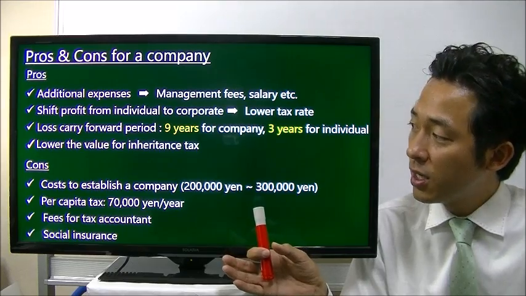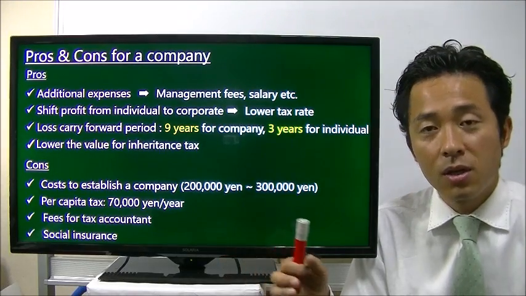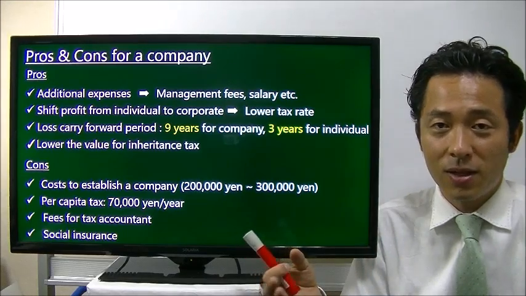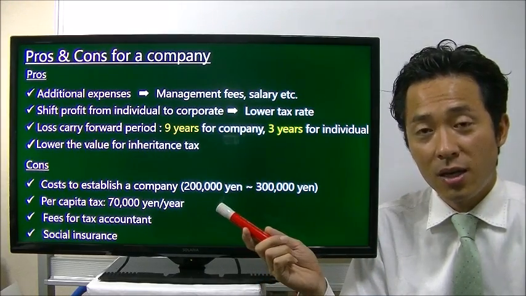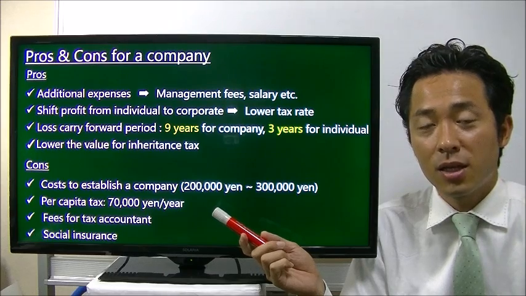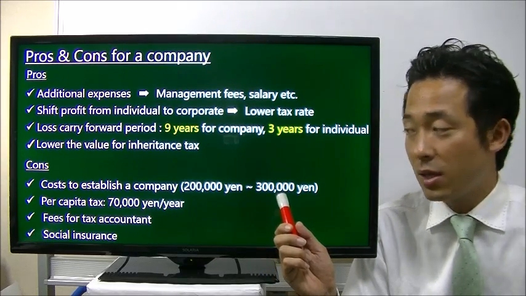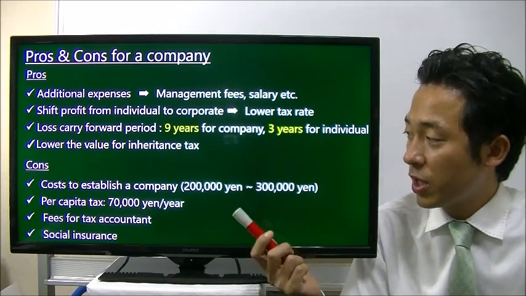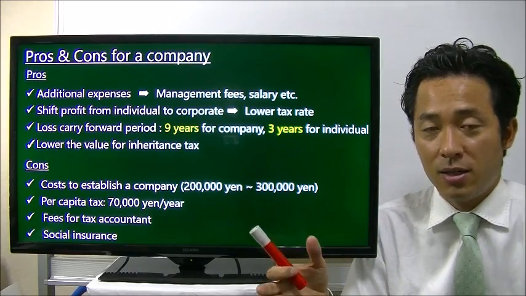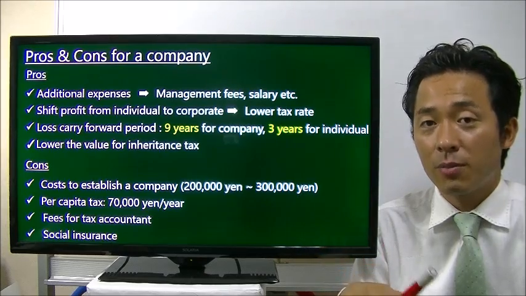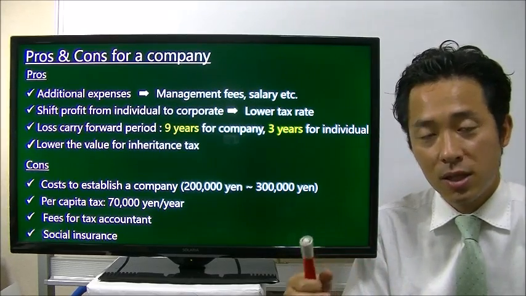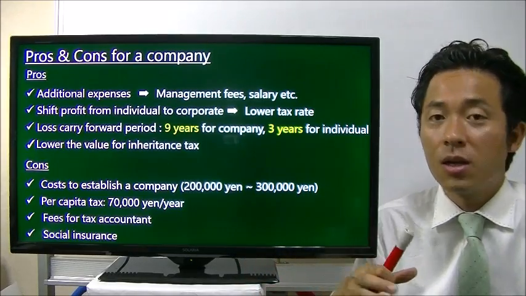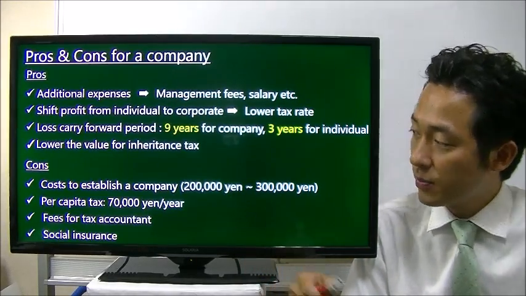This is a good point, but there is a bad point too. To establish a company, you have to pay the tax and professional fees. So in case of the GK, it's about 200,000. In case of the KK, it will be about 300,000 Japanese yen. And if you establish a company, you have to pay the per capita tax. This is the tax levied on the company's capital, and the minimum amount is 70,000 Japanese yen annually. So even though the company is making the loss, the company has to pay this tax.